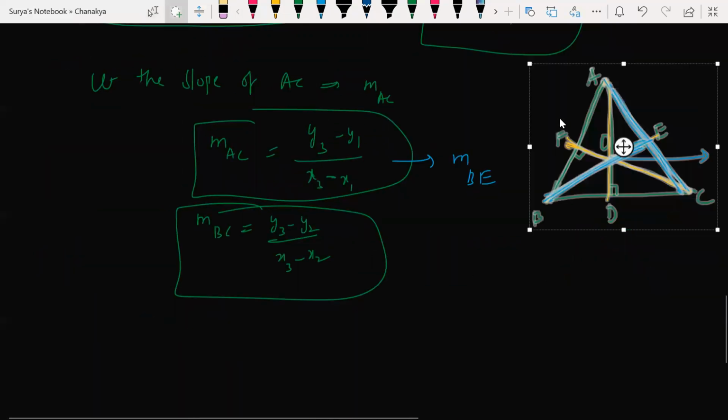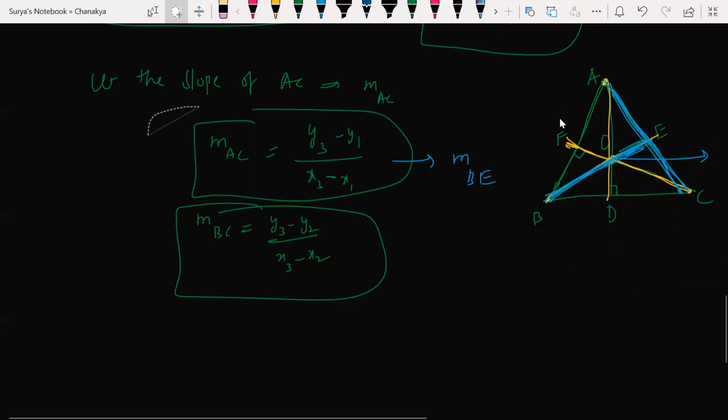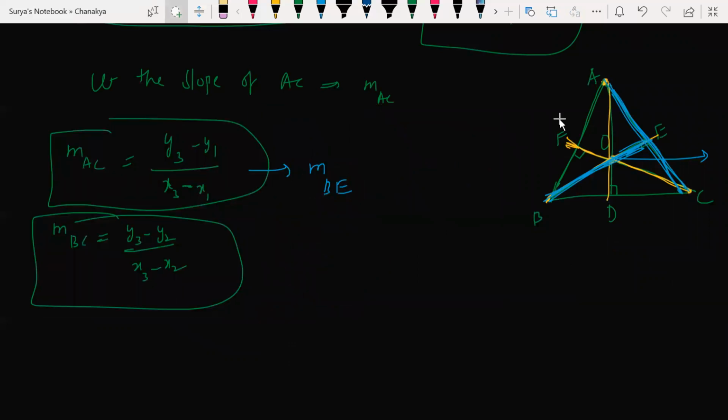Okay. Now look at it here. So, slope of B is going to be what now? -1 by slope of AC. Perpendicular formula. Why? Because both are perpendicular, right? So when two lines are perpendicular to each other, the product of slopes is equal to -1, beta.